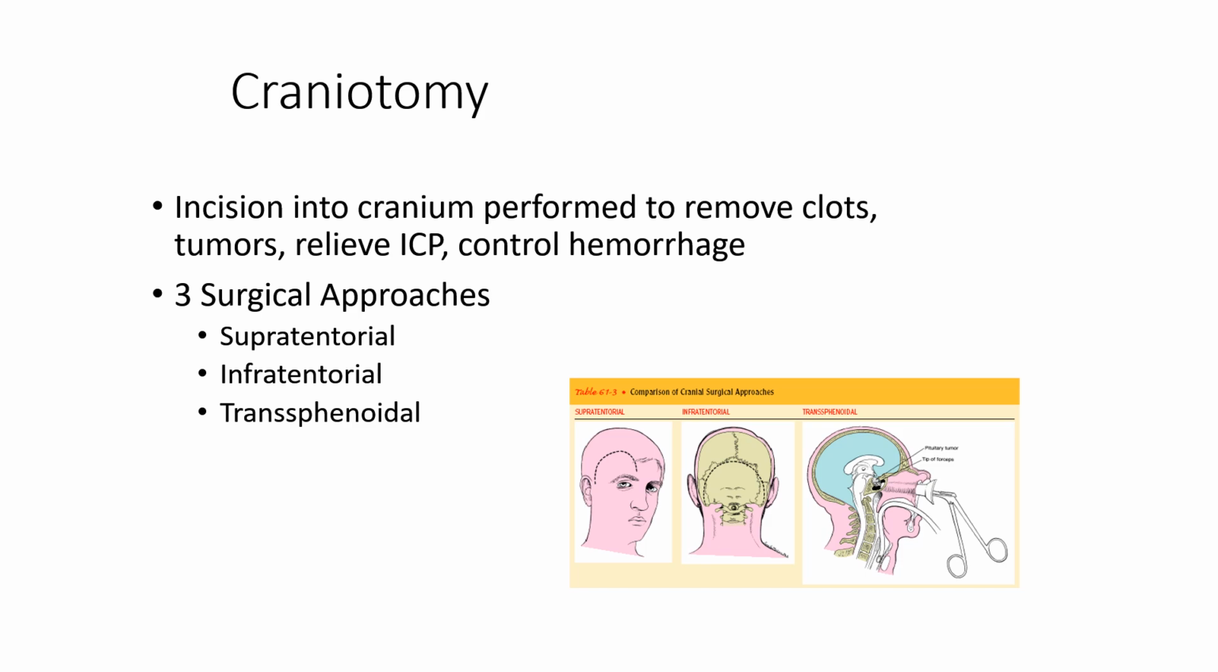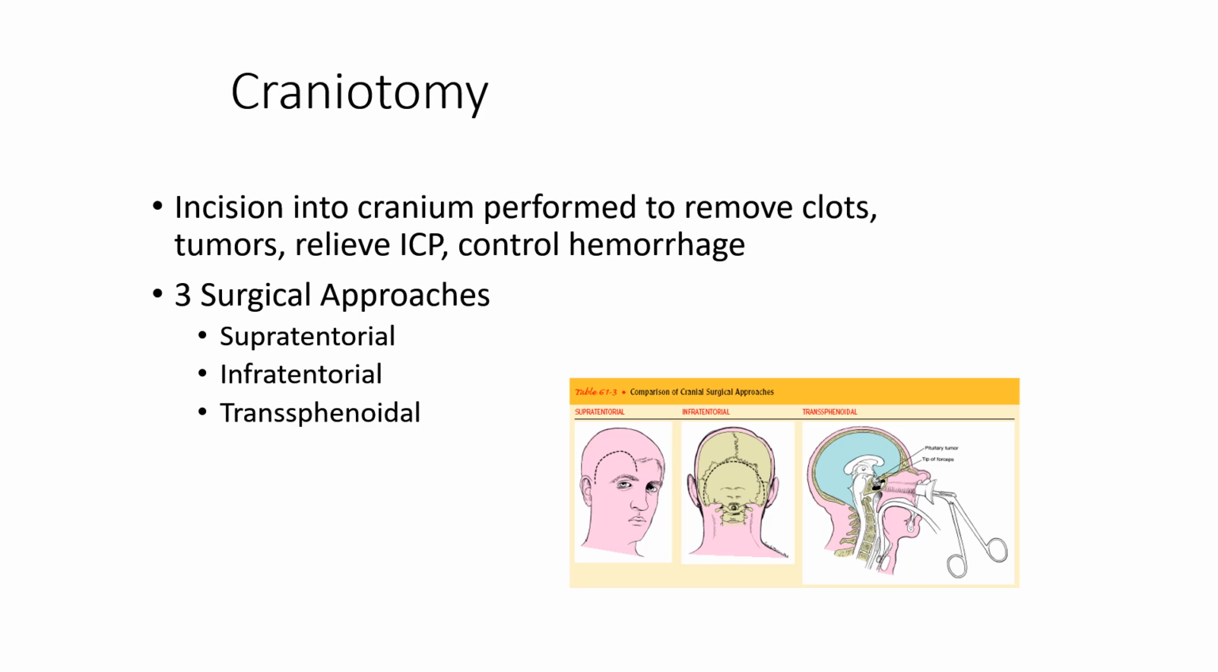If surgery is the first option or an option after the tumor has shrunk, craniotomy is the procedure that would be used. This is an incision into the cranium performed to remove clots after subdurals and brain injuries, to remove tumors, to relieve increased intracranial pressure, and sometimes to control hemorrhage. So craniotomy is an incision into the skull or cranium.